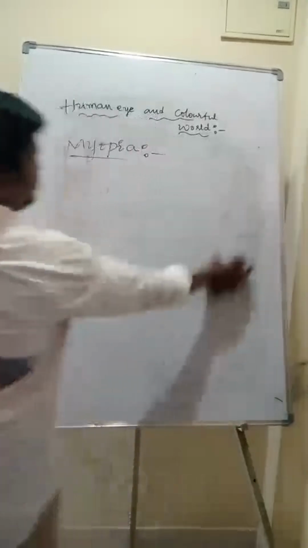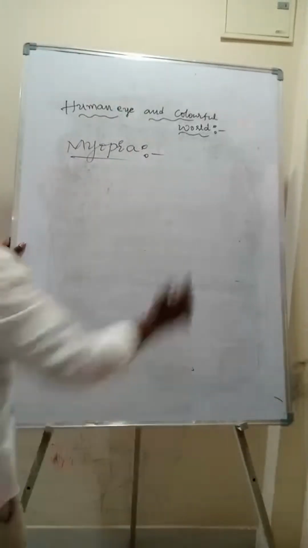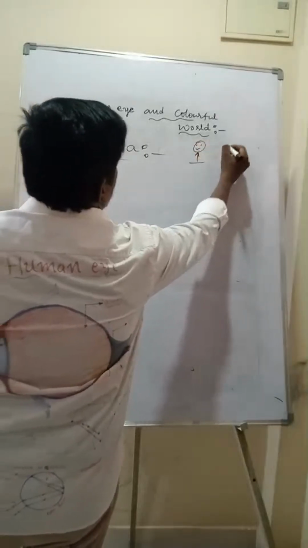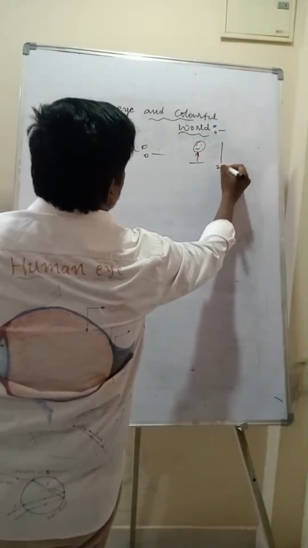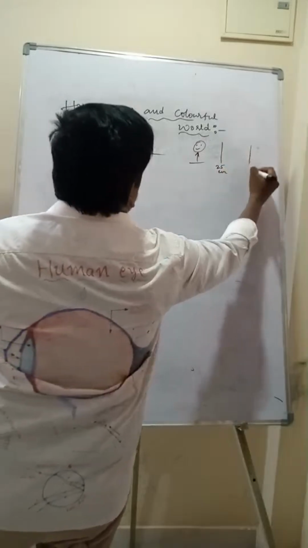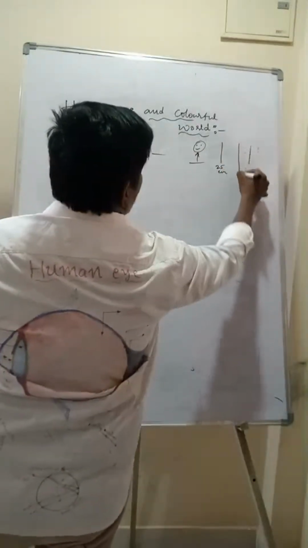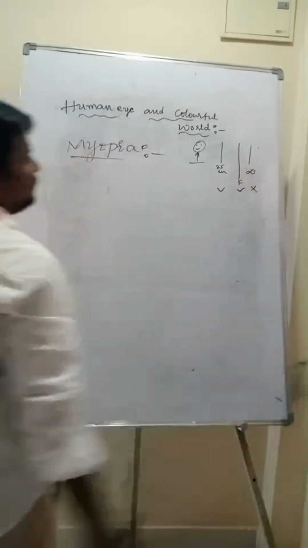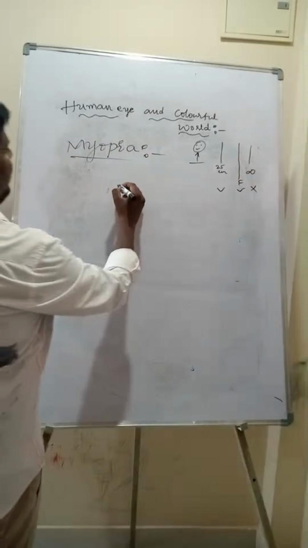Once again I will draw. Here I am taking the person. Here he can see 25 centimeters. He can't see infinity, but he can see somewhere. This one he can see, this one he can see, but he can't see infinity. So how to draw it in diagram fashion?